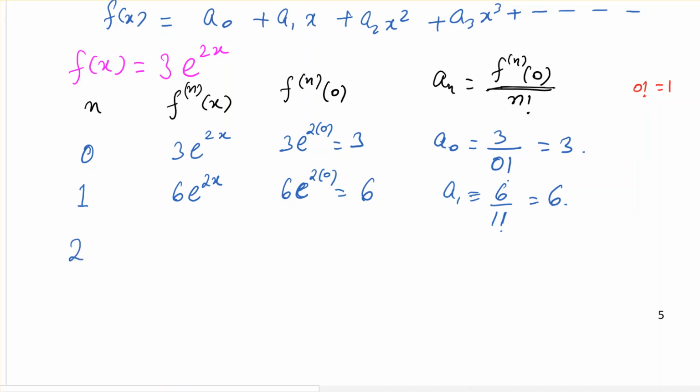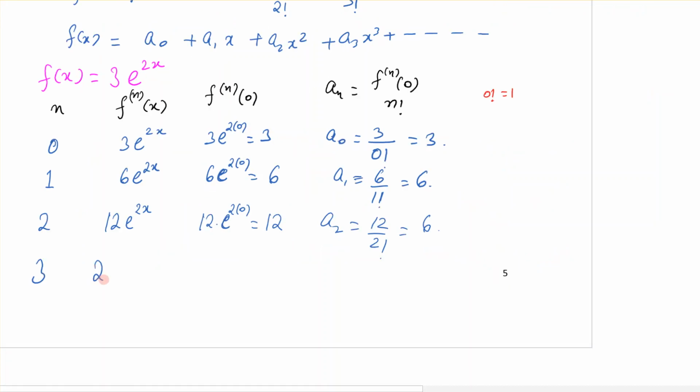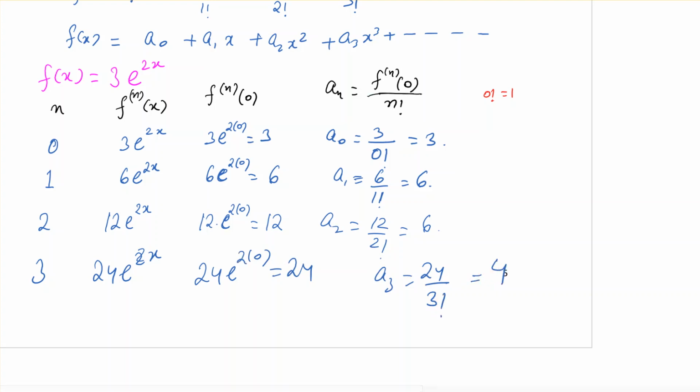When n equals 2, the second derivative is 12 e raised to power 2x. Evaluating this at 0, that becomes 12, and a2 should be 12 over 2 factorial, which is 6. For n equals 3, our derivative is 24 e raised to power 2x, and we evaluate this at e raised to power 0. So we get 24, and a3 is 24 over 3 factorial, so 24 over 6, which is just 4.